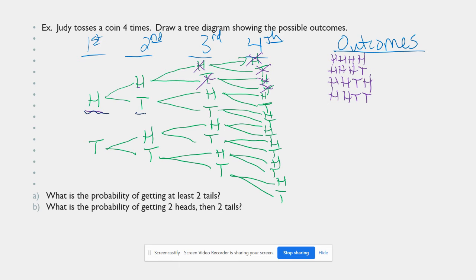All right, we have heads, tails, heads, heads. Heads, tails, heads, tails. This is done. Heads, tails, tails, heads. Heads, tails, tails, tails. All right, we've used up that whole top half of our tree.